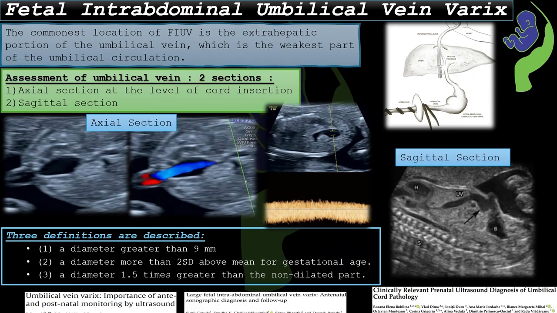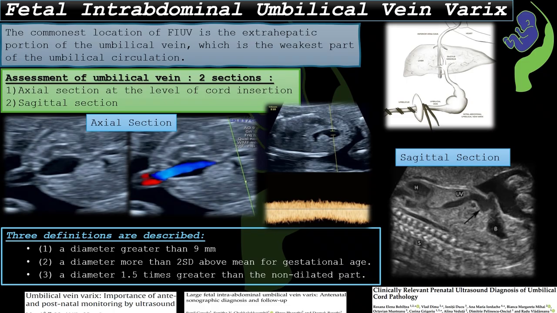Earlier studies have reported a strong association between this intra-abdominal umbilical vein varix and major structural malformation along with poor perinatal outcomes. However, more recent systematic review and large retrospective studies have demonstrated a substantially lower incidence of associated major structural anomalies ranging from 9 to 28% and a low prevalence of chromosomal abnormality with a rate of around 0 to 5%.